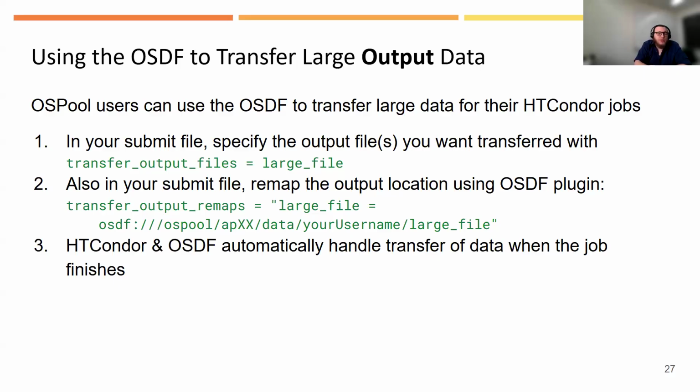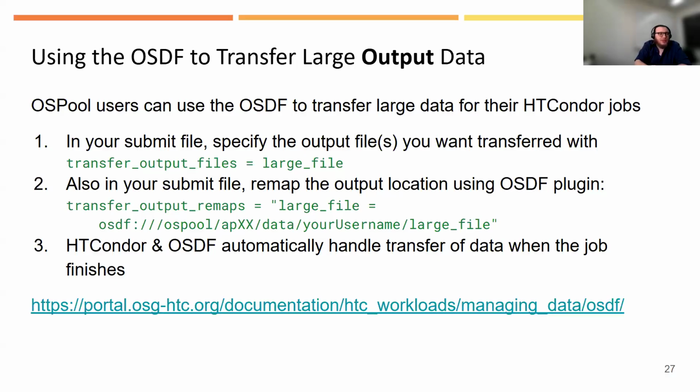And just like with the transfer of the input files, OSG Condor and OSDF will automatically handle the transfer of the data at the end of the job. As long as you're declaring that in your submit file, if something goes wrong with that transfer, it'll reflect back as either a hold message or a retry at another location. And again, this information is in that same guide on our website.